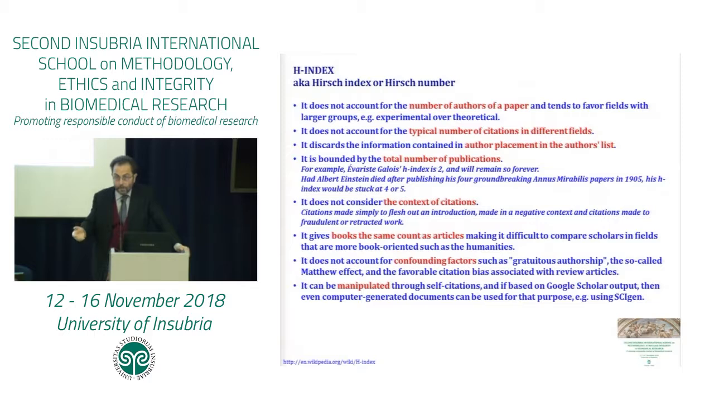The argument is that many famous top-level scientists, I mean, for instance, someone estimated that Albert Einstein, who died after publishing his main papers, nowadays would have an H-index of about just 4 or 5.